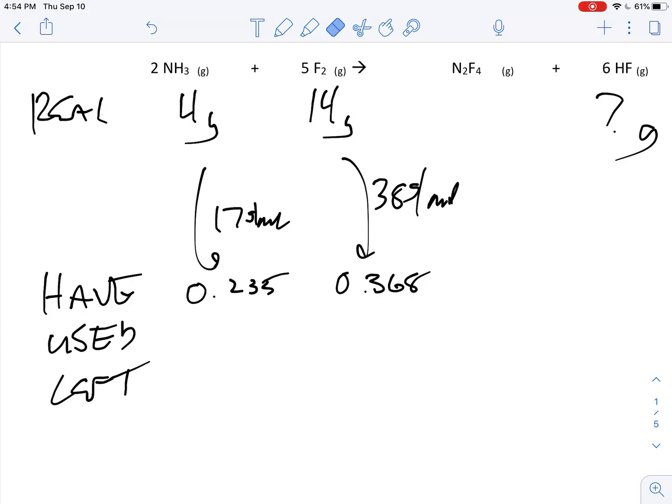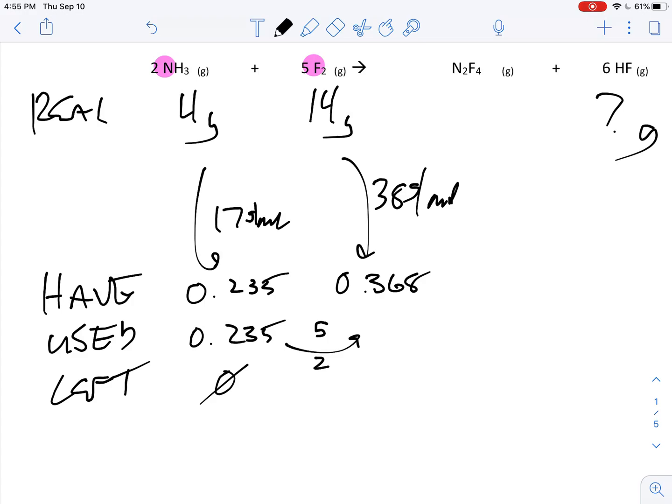If I go ahead and try to use up all 0.235 of this, then I would be left with none of that. And if I use the 0.235 that's there, then that means I'm going to come across here by a ratio of 5 to 2.